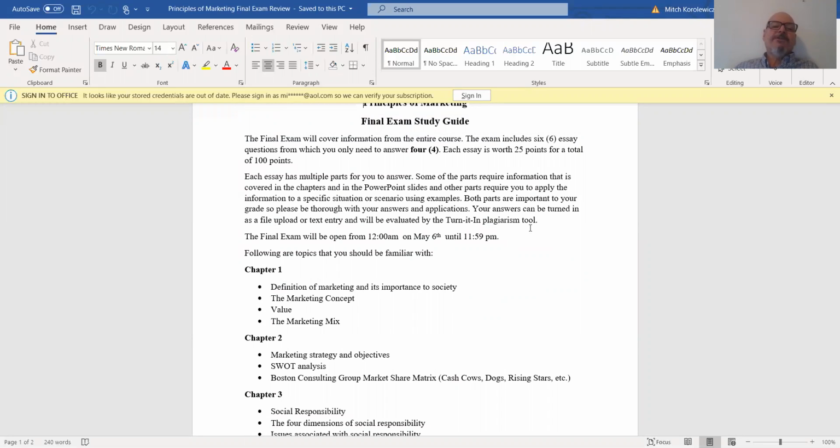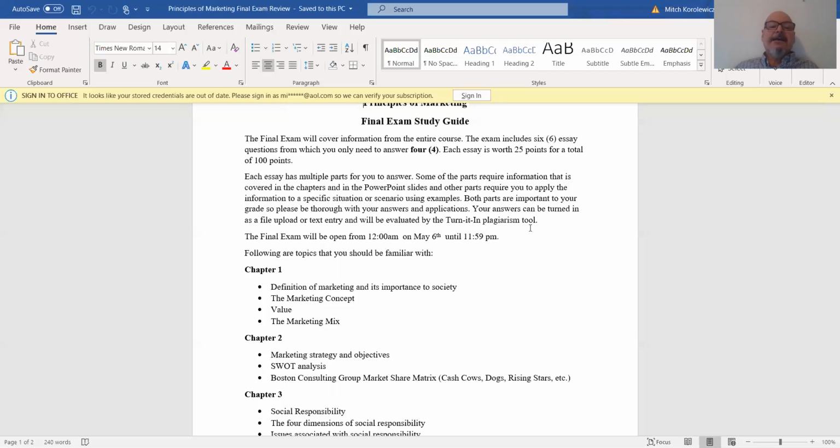Chapter 2, remember we spent a lot of time going over SWOT analysis. We talk about strengths, weaknesses, opportunities, and threats, and how we convert our weaknesses into strengths, how we can convert our threats into opportunities, and how that all relates to marketing strategy and marketing objectives.